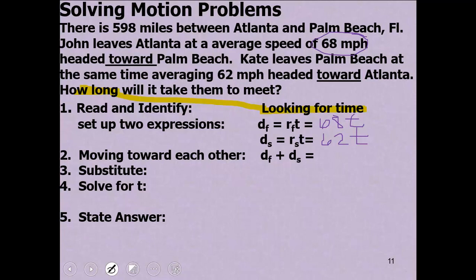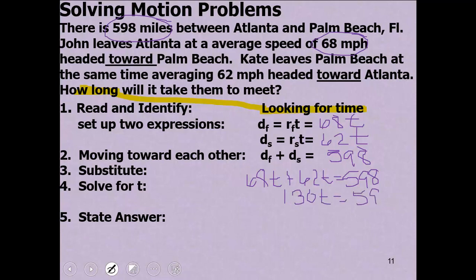How long will it take them to cover this 598? This is the miles that they have to cover. So we're going to set the sum of those things equal to 598. We're going to add those two things together. So we have 68T plus 62T equals 598 miles. When I add those together, I get 130T equals 598. And I'm going to do that division.